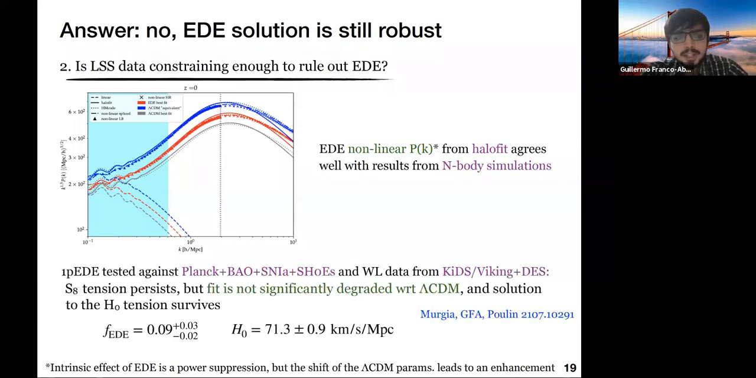So now that we have the calculation of the matter power spectrum under control, we can go and test against the large-scale structure data. In particular, we took our baseline combination of data, which is Planck, BAO, supernovae, and SH0ES. And then we also added the weak lensing data from KiDS, Viking, and DES. And what we found at the end is that the S8 tension persists. It's true that this model is not able to solve it, but the fit is not significantly degraded with respect to ΛCDM, and the solution to the tension essentially survives.